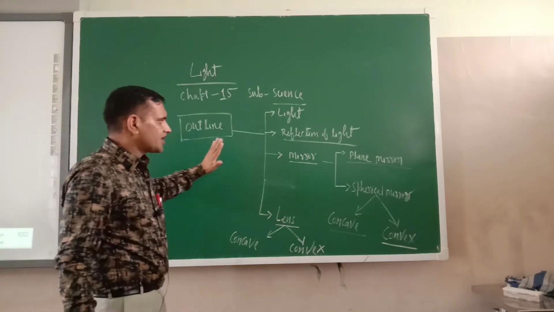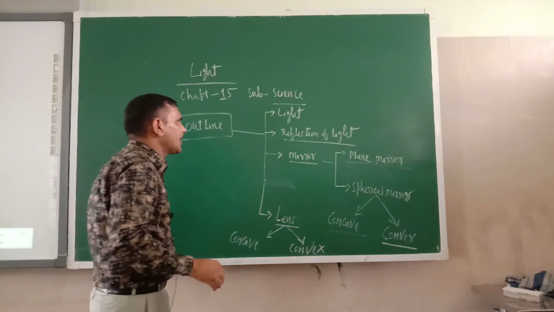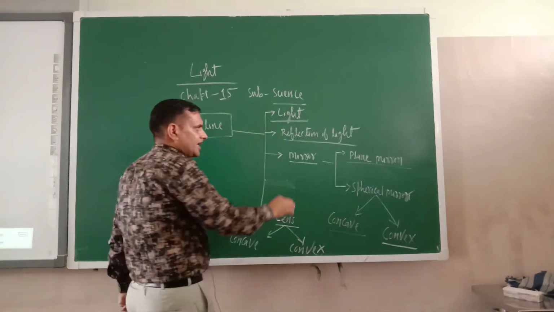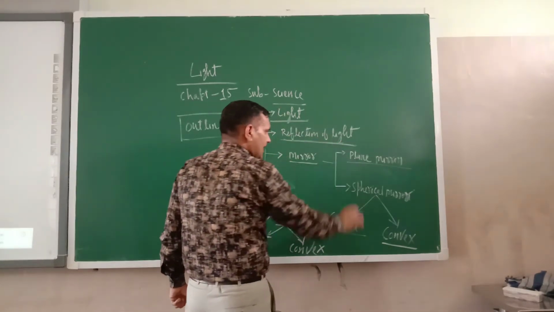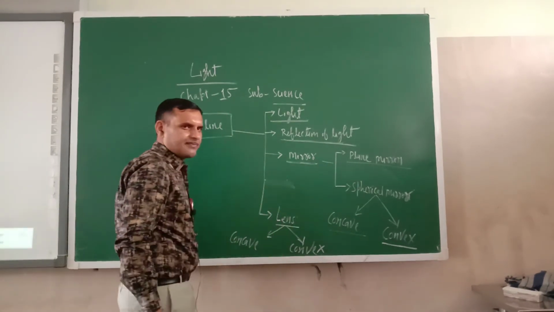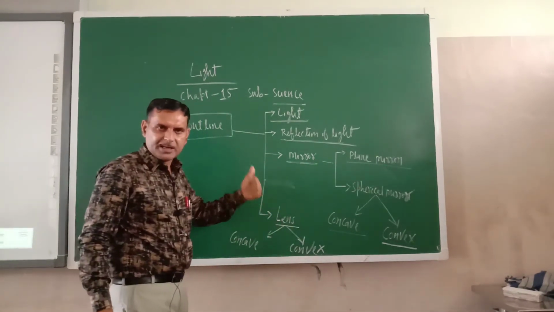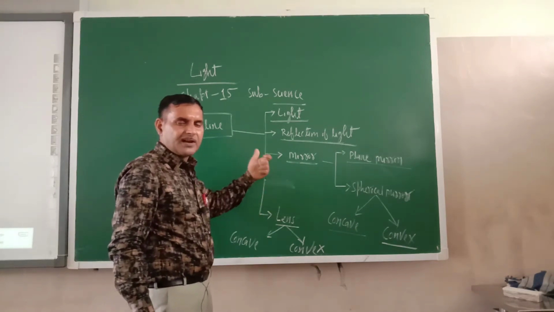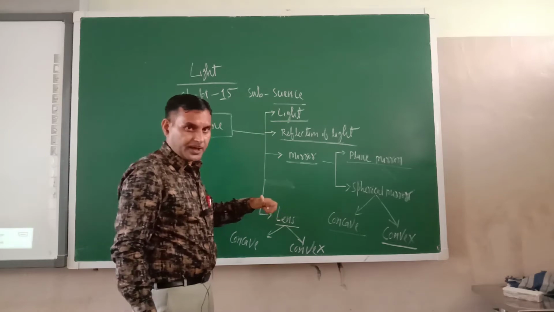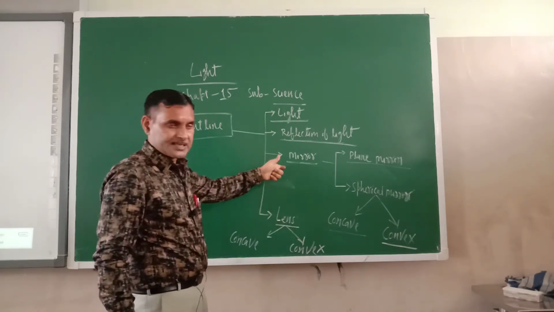So basically in this chapter, how many things are included? The first thing is light. The second thing is the reflection of light. The third thing is the mirror. Mirror is the reflecting surface. When light falls on the mirror, the mirror reflects it, that is, changes the direction of light.